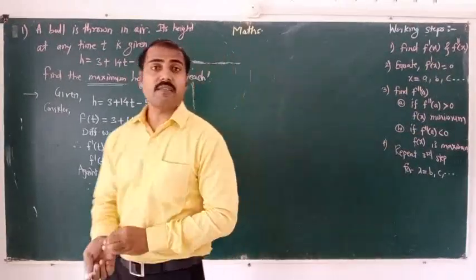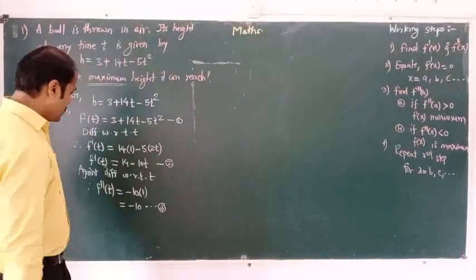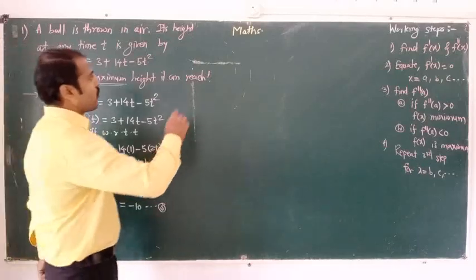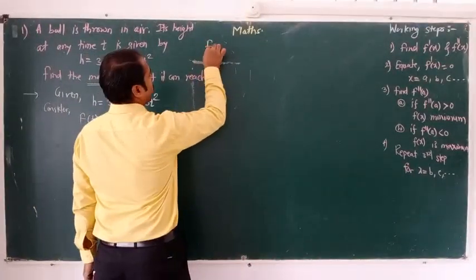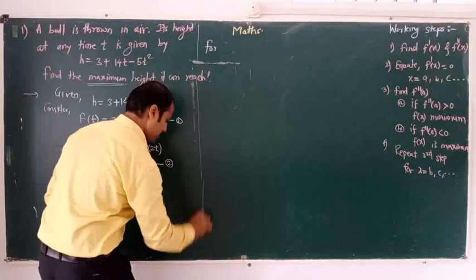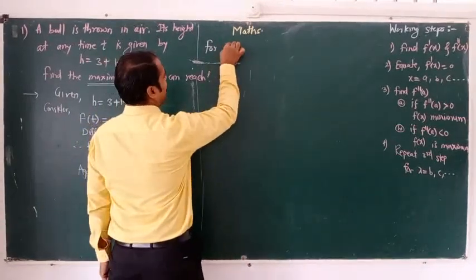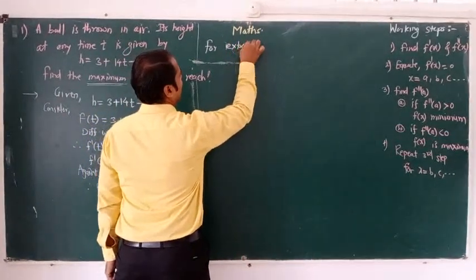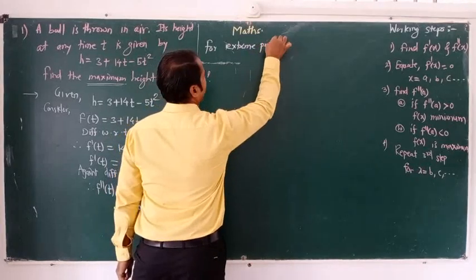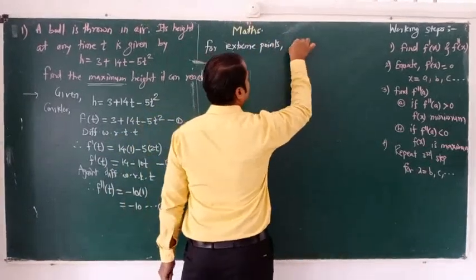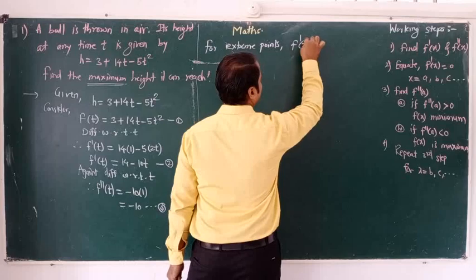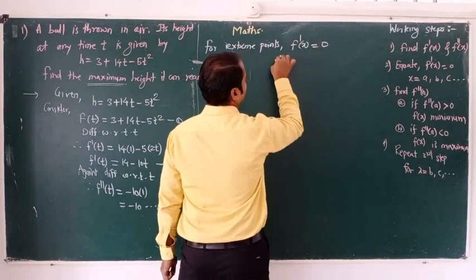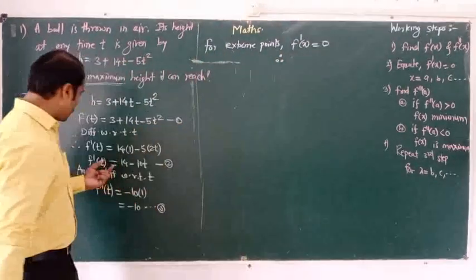Equate the first derivative to 0 for extreme points. I can write here, for extreme points, what is the condition? f dash of x is equal to 0.